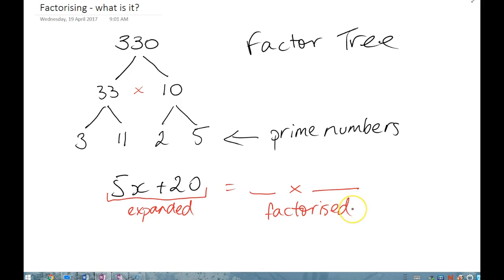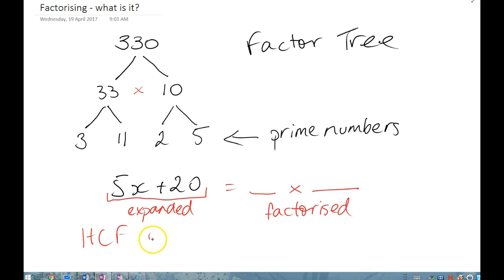Okay, so let's have a little bit of a think about how we would do that. What we're going to look at are the two numbers. Let's ignore the x for the minute. Look at the number 5 and look at the number 20. What is the highest common factor of those? So HCF, you may have remembered that.